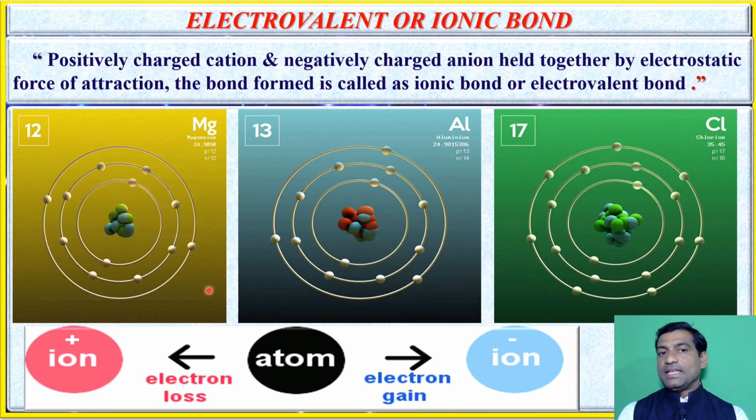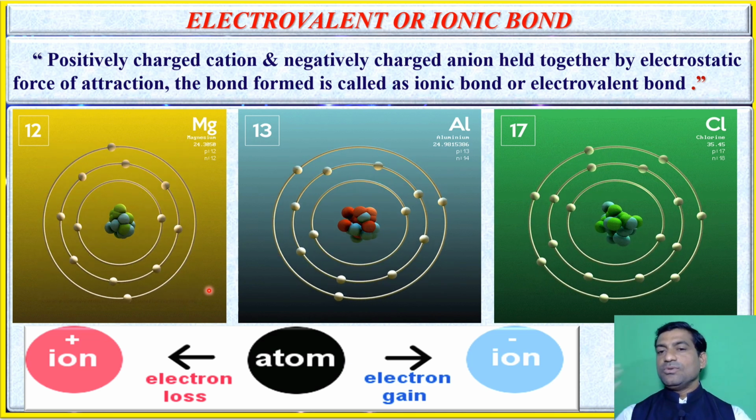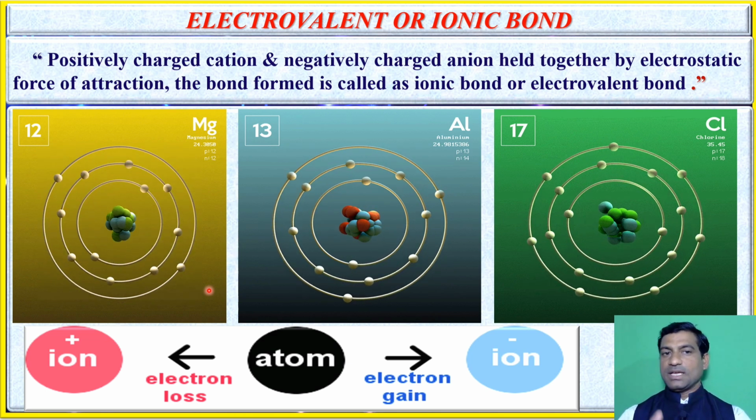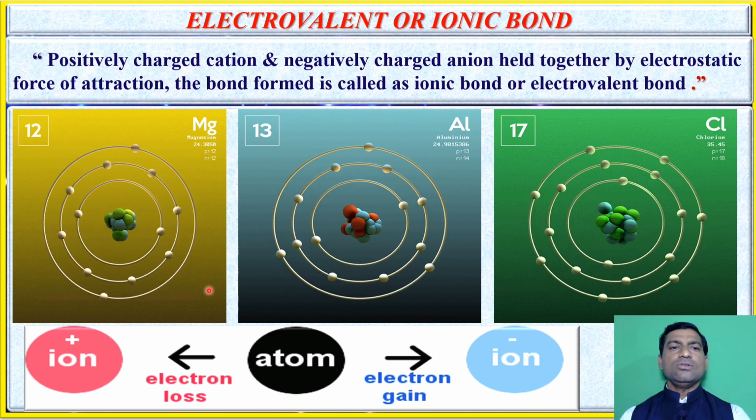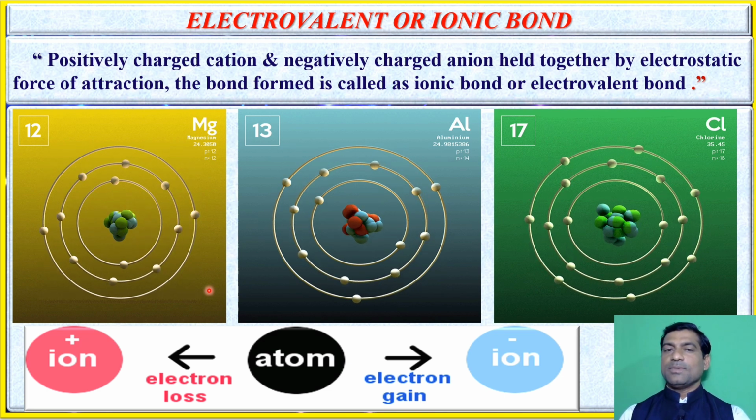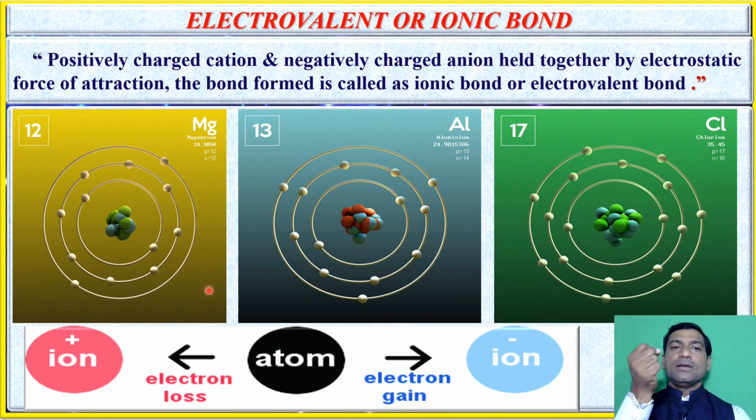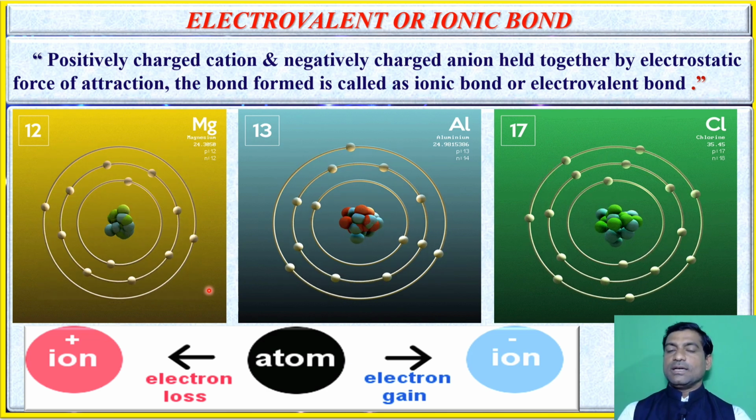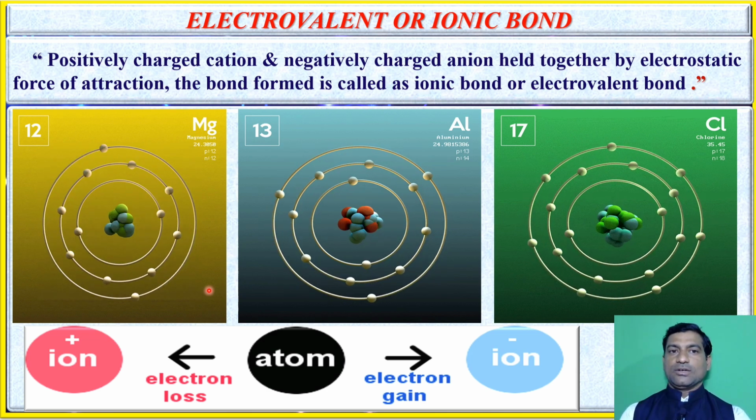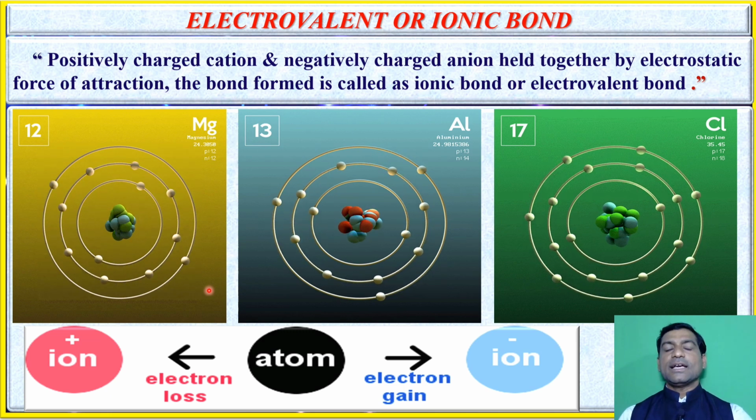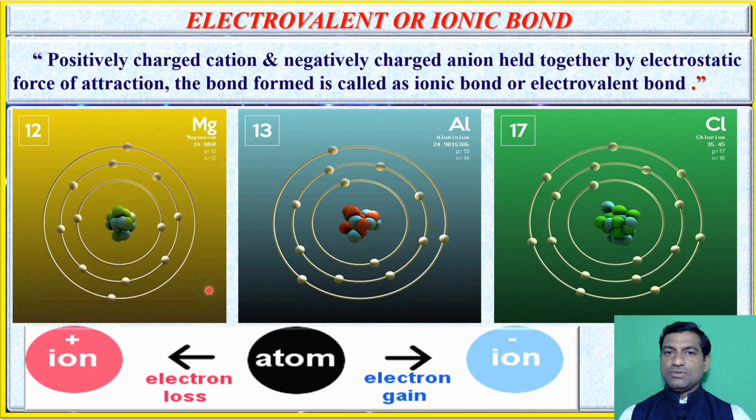Then the magnesium can lose the 2 electrons from its outermost orbit and becomes stable. Magnesium काय करतो, 2 इलेक्ट्रॉन लूज करतो and becomes stable and it acquires a dipositive charge because the magnesium donated or lost the 2 electrons. Magnesium काय करतो, 2 इलेक्ट्रॉन लूज झाल्यामुळे it acquires a dipositive charge.